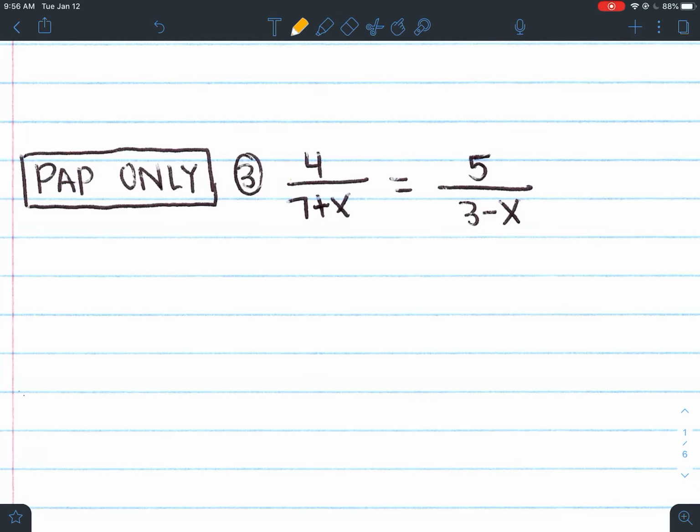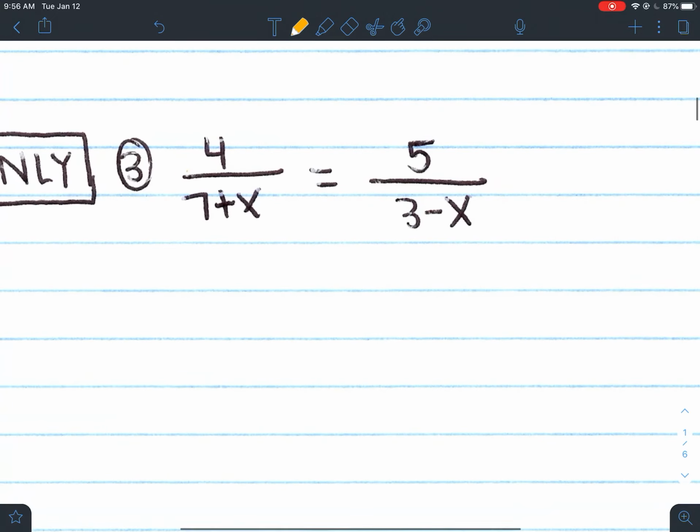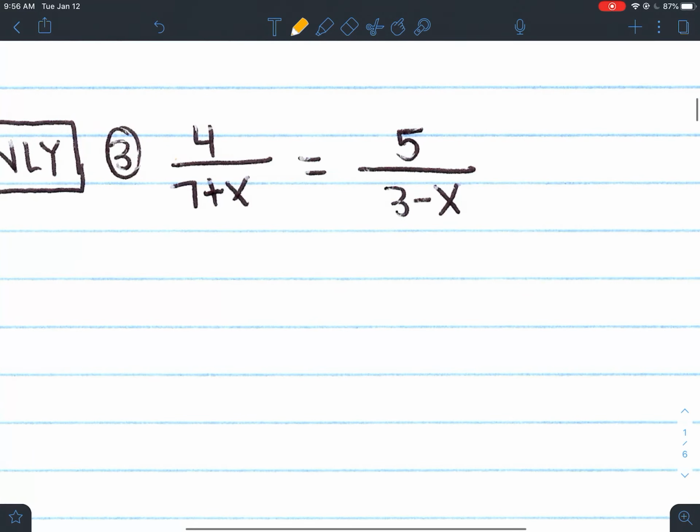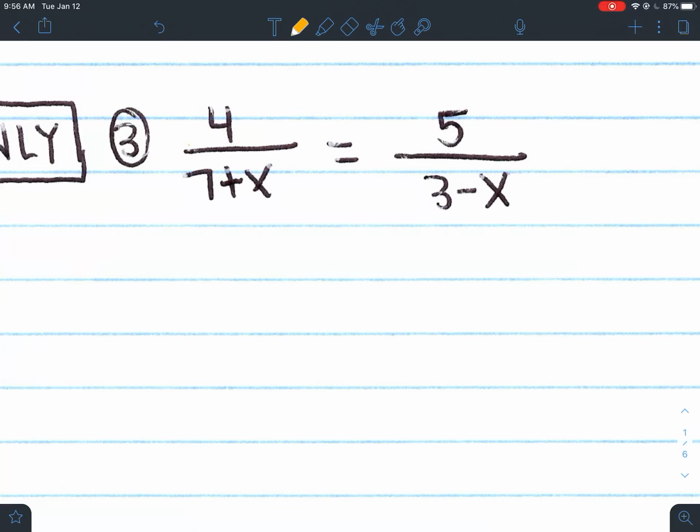Hey guys, this video is going to go over the pre-AP section of the equations and inequalities notes. So here we're given an equation that looks like a proportion, and it's set up as a proportion. We have 4 over 7 plus x equals 5 over 3 minus x. So to solve a proportion, you're going to do a thing called cross multiplication.